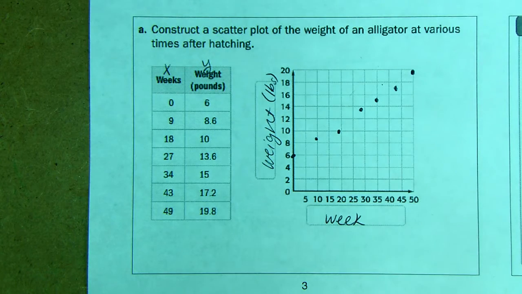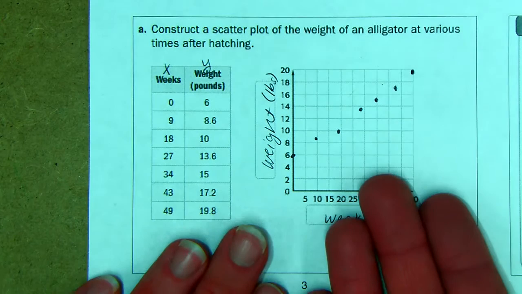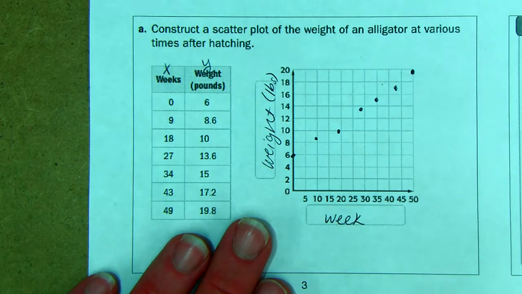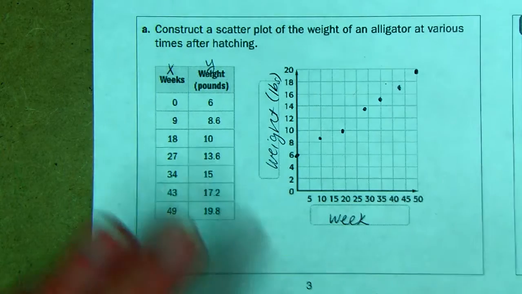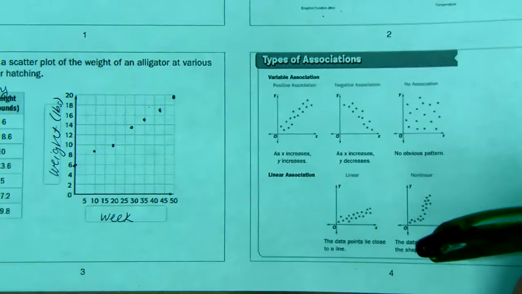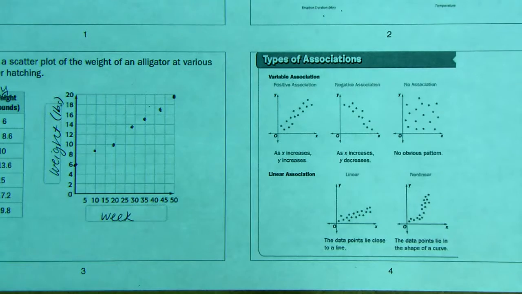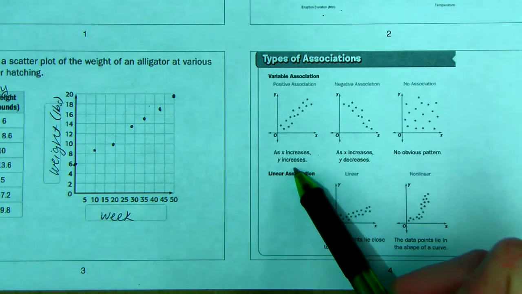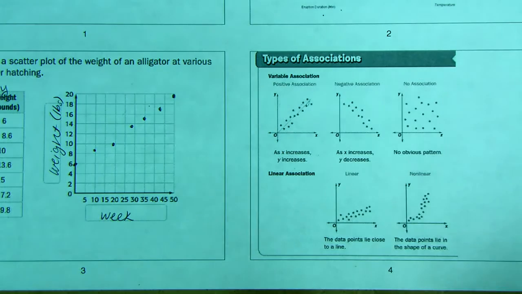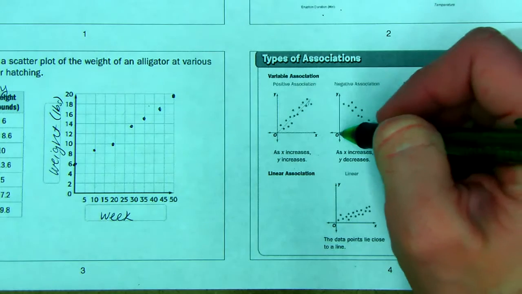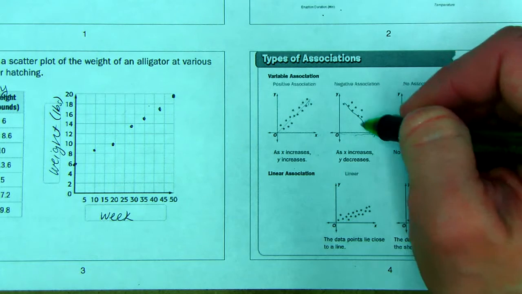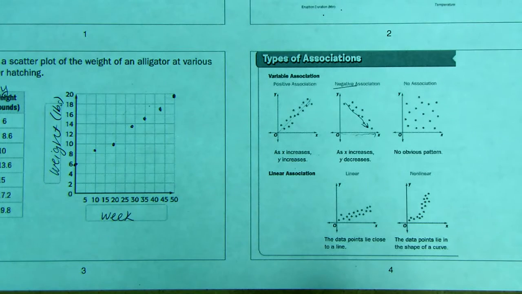Then there's going to be a couple things we reference. Okay, so the first thing we reference, if we go over here on slide number 4, is variable association. In other words, how are the two variables related? Okay, as x increases, y increases. That would be a positive relationship. As x increases, so as we go this way, what happens to the y? It goes down. That's a negative relationship. And then if there is no relationship, because there sometimes will be no real relationship, then the dots are all over the place, that's going to be no association, no obvious pattern. Okay, so that's variable association: positive, negative, or no association.